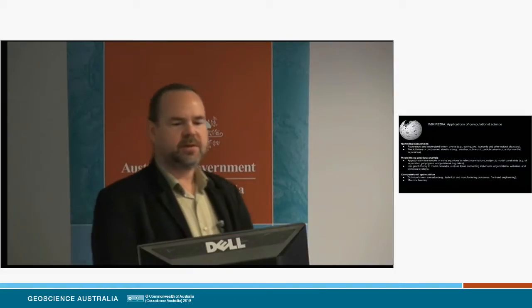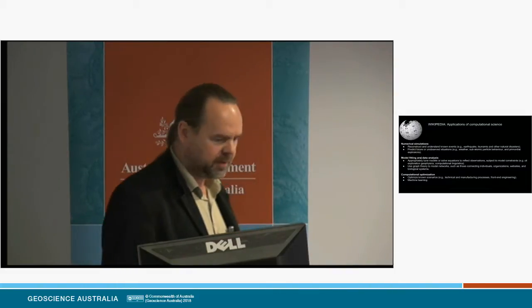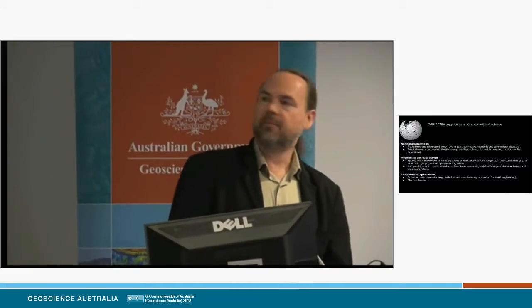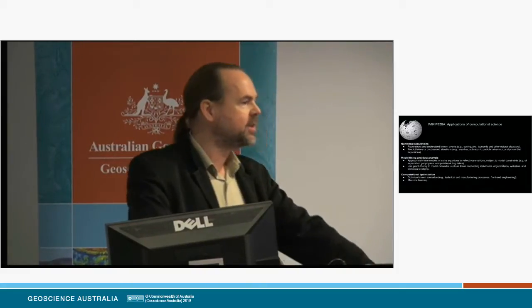So when you start looking for computational science, Wikipedia is obviously a place to go, because if you don't agree with what's there, we change it. There are 3 groupings here. Numerical simulations, for example. And they talk about understanding known events like earthquakes, tsunamis, and other natural disasters. That's very close to home. That is certainly an example. Predicting future observations like in weather forecasting, as the Bureau is doing. A lot of model fitting and data analysis, that would include gridding and tuning models, to understand phenomena we observe. And then there's optimization, which is machine learning, statistics, time series analysis, things like that.